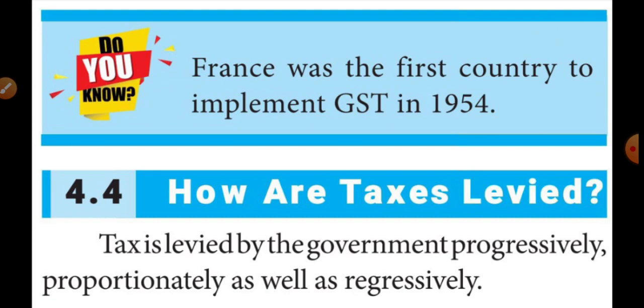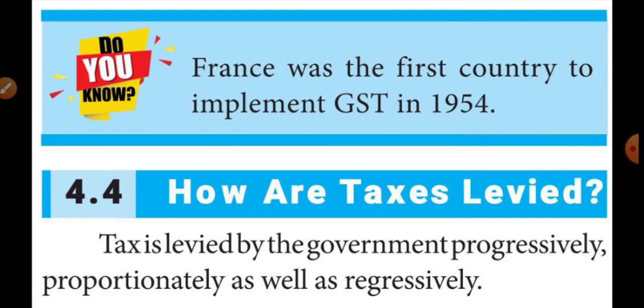Then next I am going to explain how taxes are levied. Taxes are levied by government in three ways. Listen very carefully, students. They are progressively, proportionately and regressively. The first one is progressive tax.